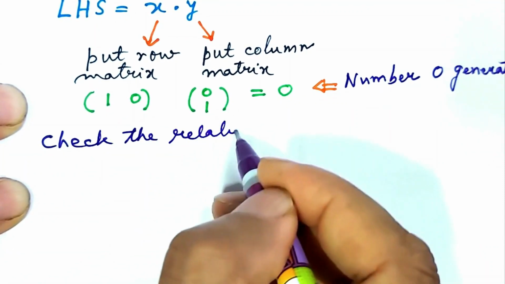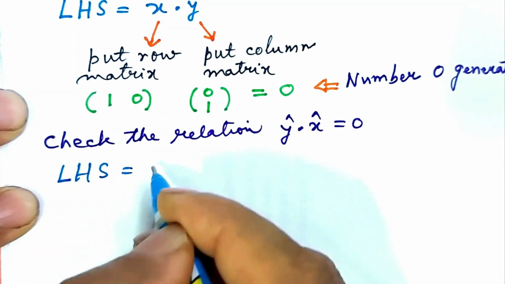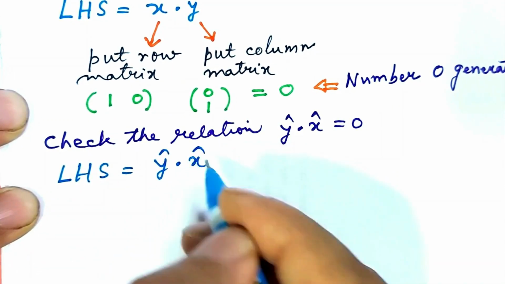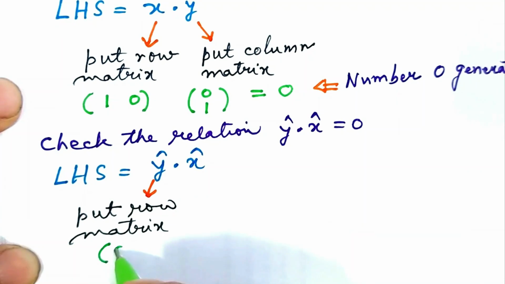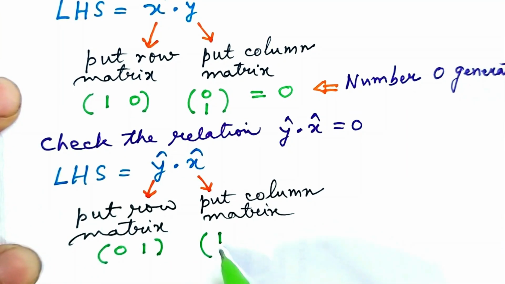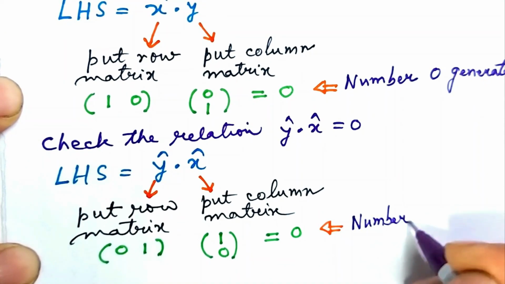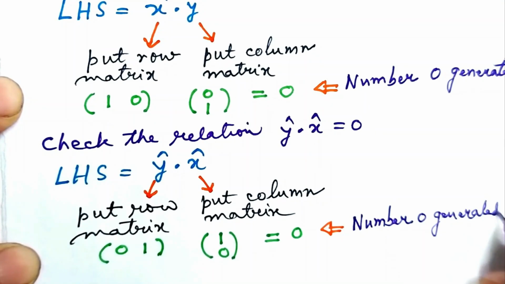Consider y hat dot x hat equal to 0. Consider the left hand side y hat dot x hat. Put row matrix 0, 1 for y hat and put column matrix 1, 0 for x hat. Product gives 0, so the number 0 is generated.